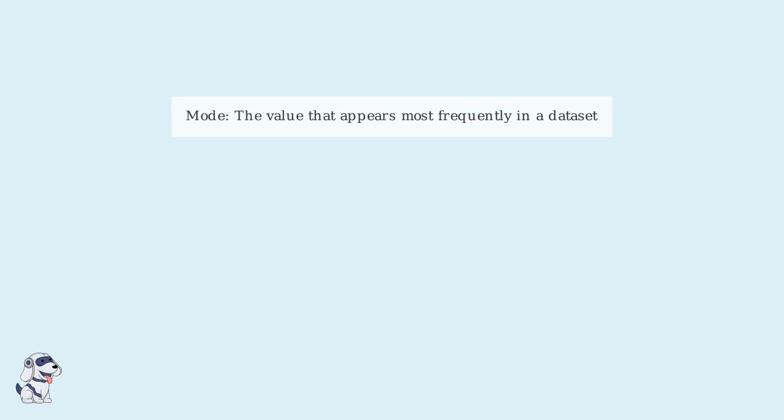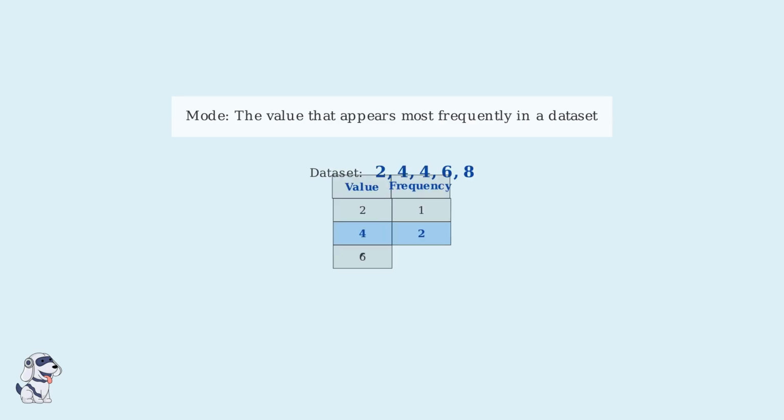The mode is a measure of central tendency that identifies the value appearing most frequently in a data set. Unlike the mean and median, the mode focuses on frequency rather than position or arithmetic average. Let's examine our example dataset, 2, 4, 4, 6, 8. To find the mode, we need to count how many times each value appears. We can organize this information in a frequency table. The value 2 appears once, 4 appears twice, 6 appears once, and 8 appears once. Since the value 4 appears twice, while all other values appear only once, 4 is the mode of this dataset.